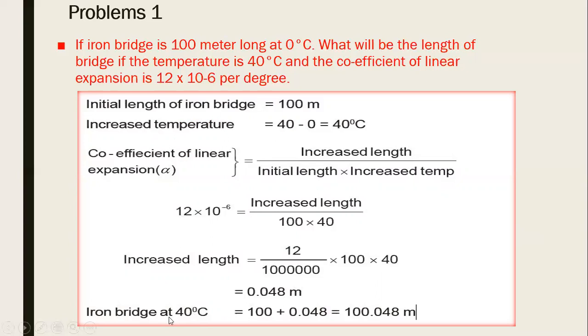So the iron bridge at 40 degrees: the first length is 100 meters, the change in length is 0.048 meter. The total length after 40 degrees will be 100.048 meters.